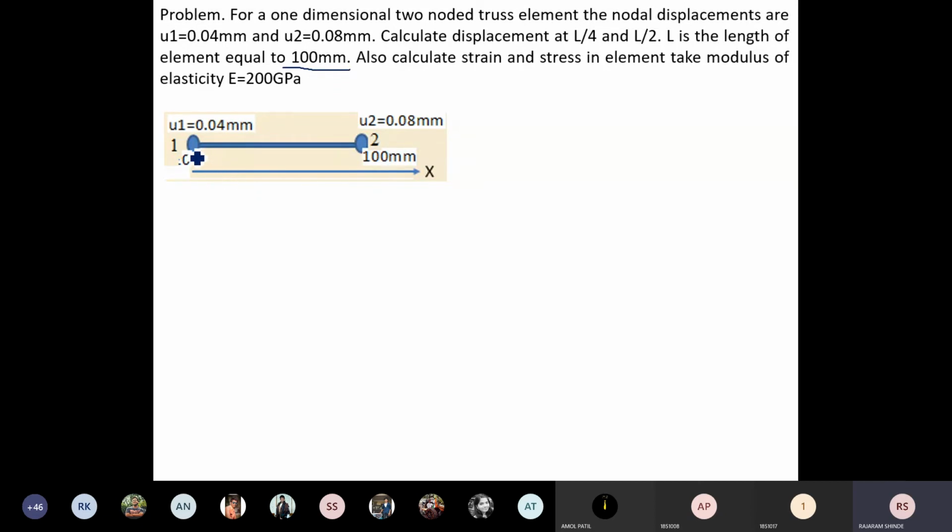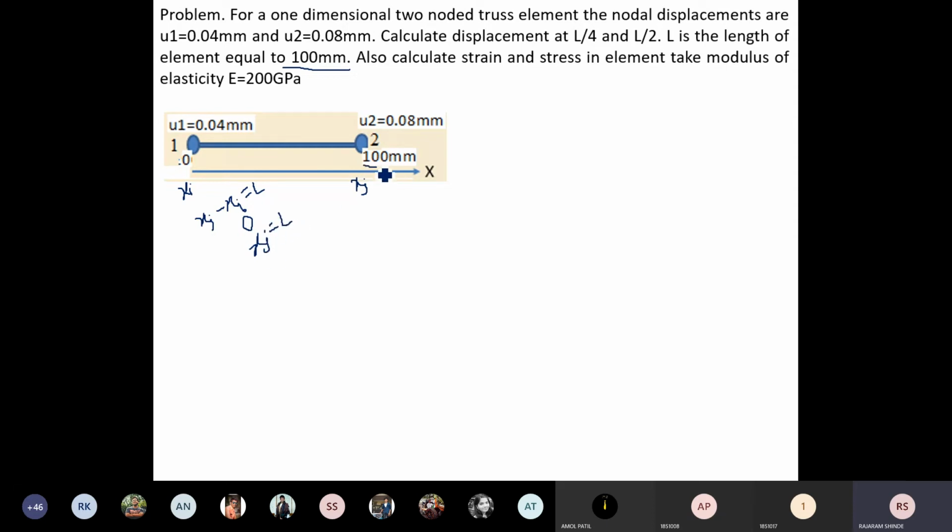And when we assume first node is at origin, that is 0 coordinate, then length of the element is the position of second node. Here this is your xi, and this one is your xj. Now xj minus xi is the length of element. Now if I assume the first node is at 0 location, then I will get xj is equal to length of element.